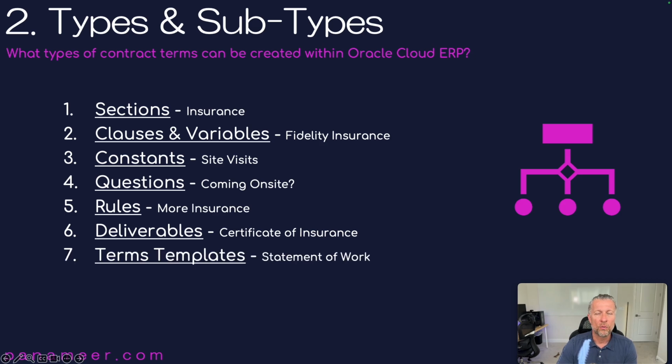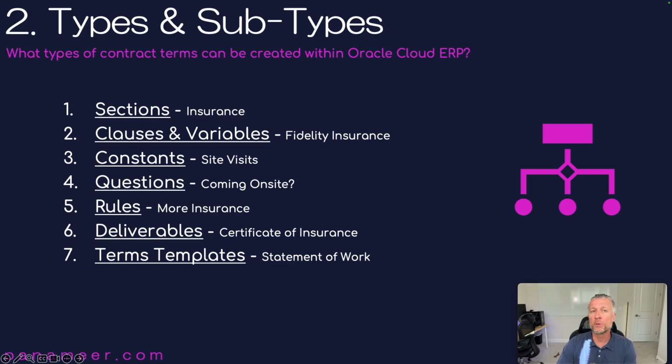And then finally, where do these all come together? Well, they come together on the terms template. That's where I have a section or a default section. I have many clauses, but I can have constants, questions, and rules that are on the terms template that drive different sections or additional sections. I can also have a deliverable.